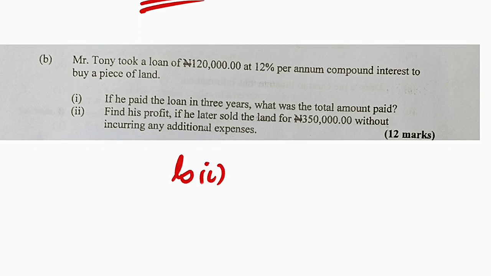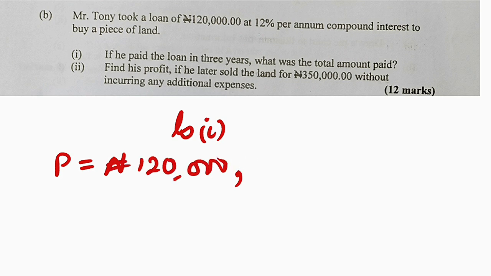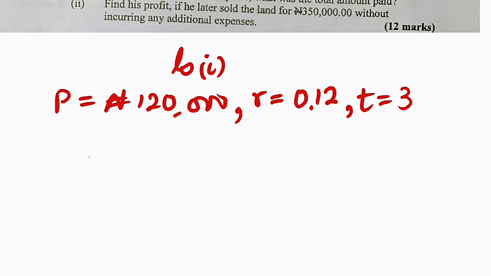B, Roman 1. You should know that this amount is nothing but a principal amount. Then what else? We are given the rate R as 0.12 because 12% is the same thing as 0.12, right? And T, which is time, number of years, is given as what? 3 years. So what is the formula for finding the amount? A is equal to P multiplied by 1 plus R to the power of T.